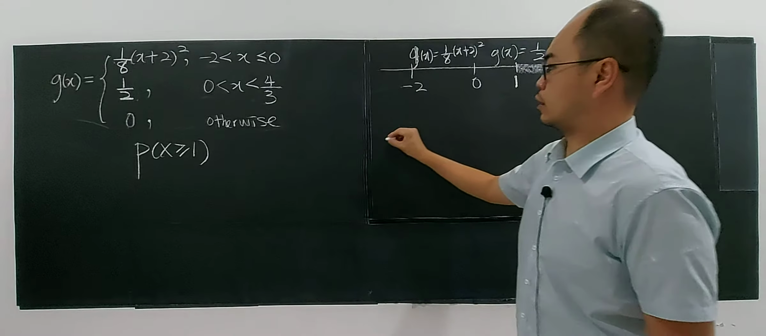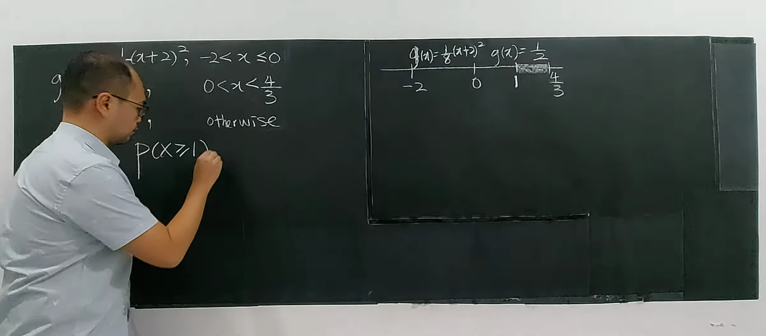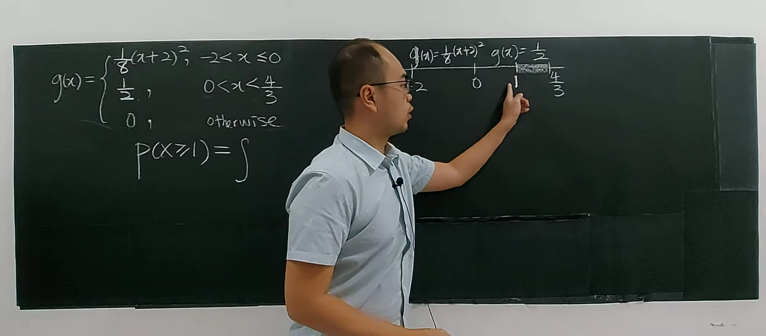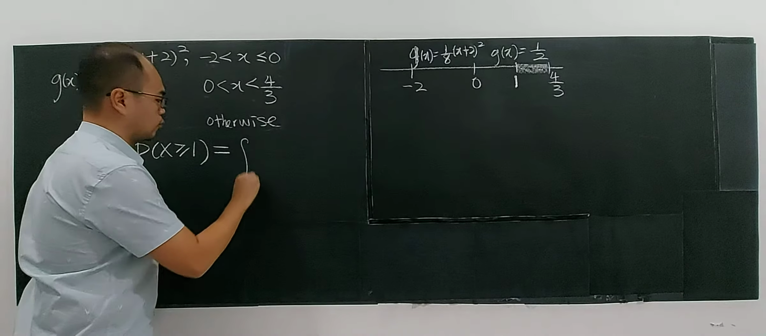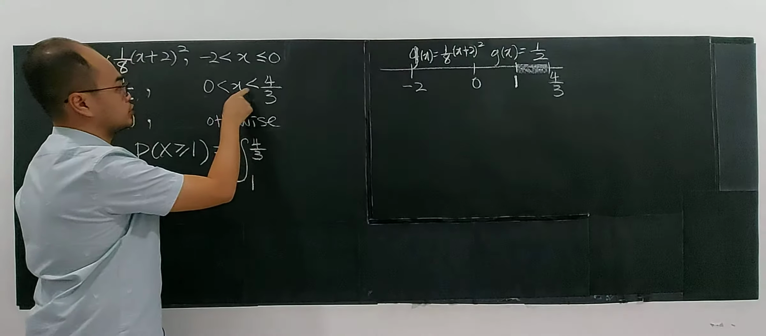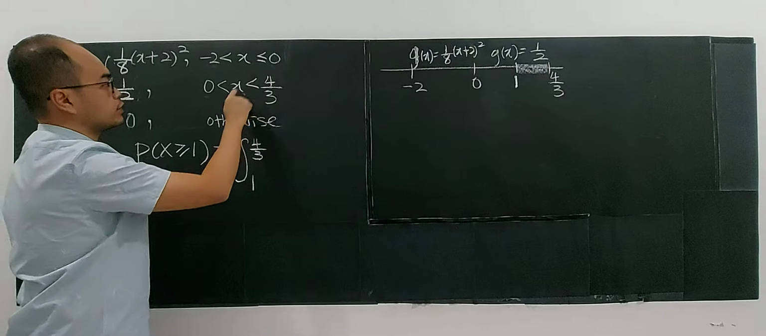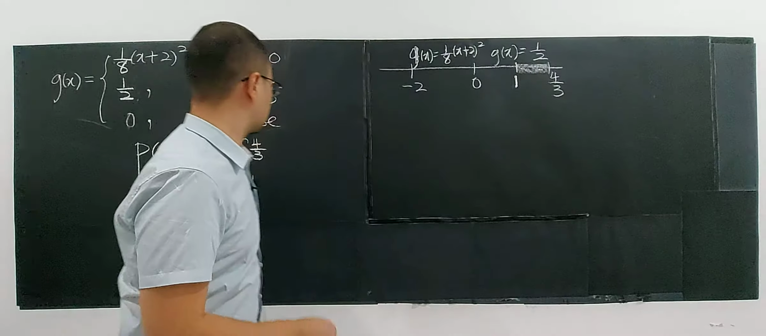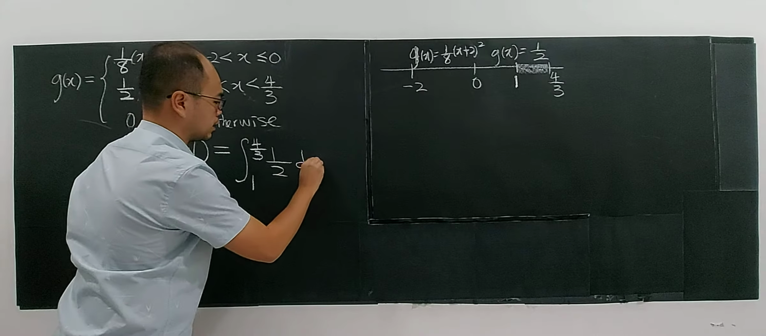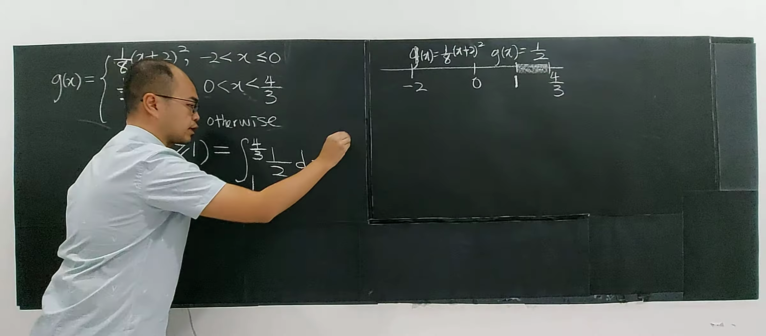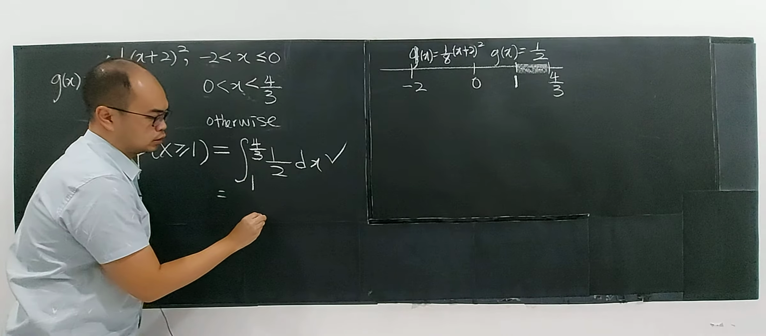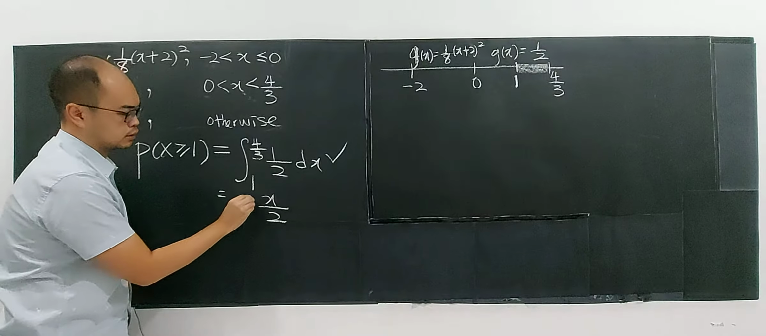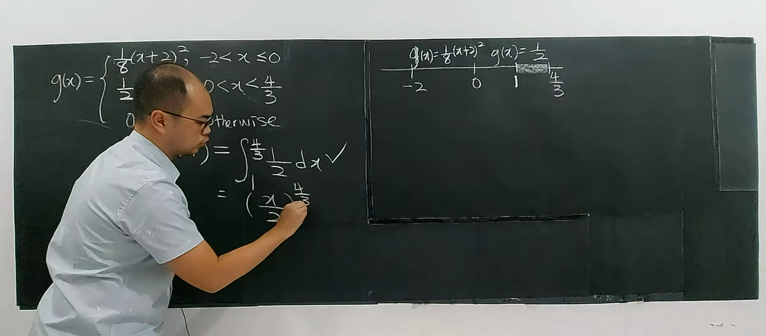So if you want to find the probability for x greater than or equal to 1, you just integrate over the region from 1 up to 4 over 3. 1 is within here, 1 to 4 over 3. During this interval, from 0 up to 4 over 3, the function is 1 over 2. So you have to integrate 1 over 2 dx. Very simple. Integrating 1 over 2, you will have x over 2, from 1 to 4 over 3.